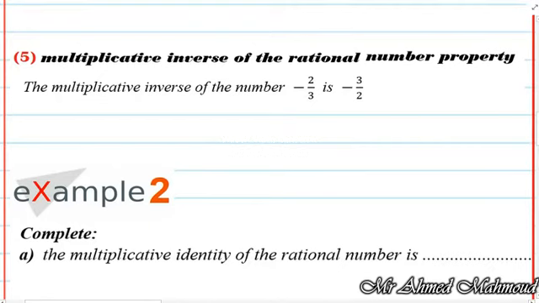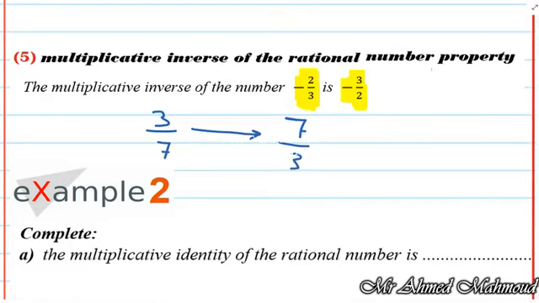Number 5, multiplication inverse of a rational number. The multiplicative inverse means that I switch the position. Here, negative 2 over 3, its inverse is negative 3 over 2. Another example, if I have 3 over 7, its multiplicative inverse is 7 over 3.